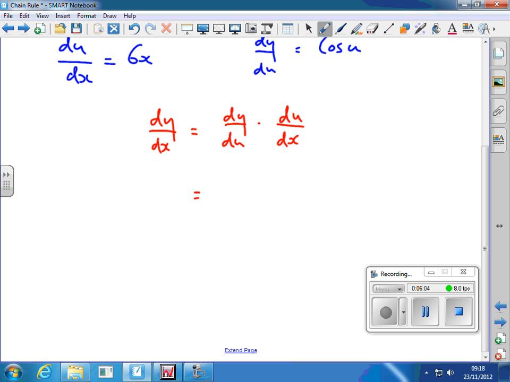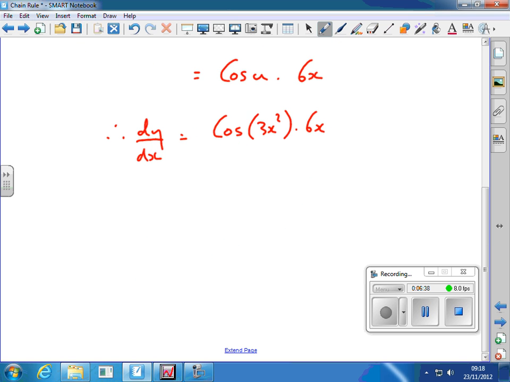What we're doing is just changing the variable that we're differentiating with respect to. So, this equals dy by du, which is cos u, multiplied by du by dx, which is 6x. Now, finally, we replace u with what we set u to be, which is 3x squared. So the differential is cos 3x squared times 6x. And as before, we write the 6x first and then the cosine function afterwards. And that would be the final answer.